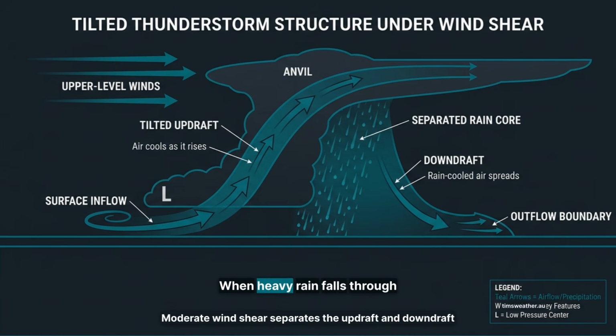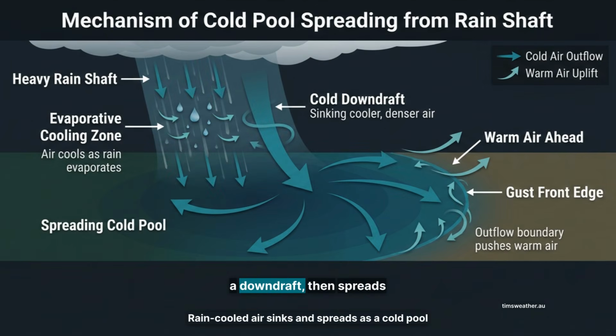smothering it. When heavy rain falls through the storm, some water evaporates and cools the air. This dense, rain-cooled air plunges to the ground as a downdraft, then spreads outward as a cold pool. The leading edge of that spreading air is the gust front, also called an outflow boundary. Think of it like a small, fast-moving cold front.